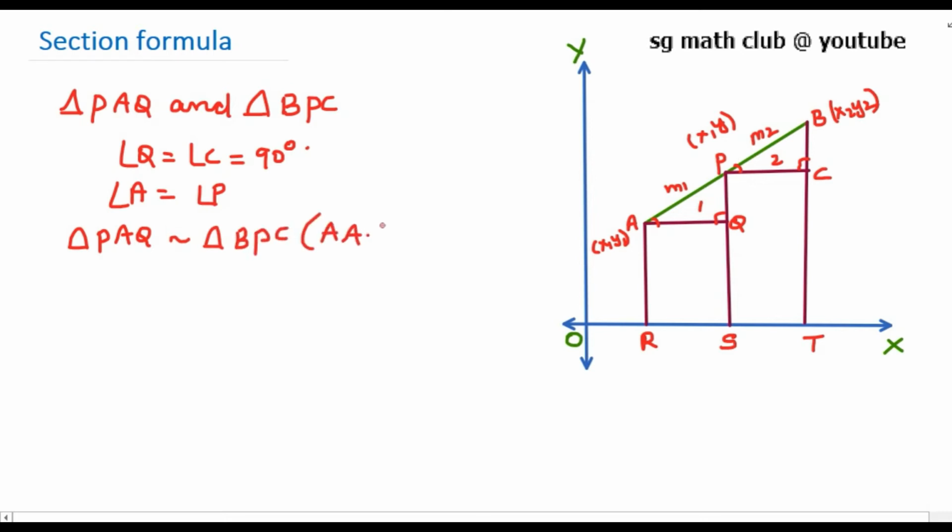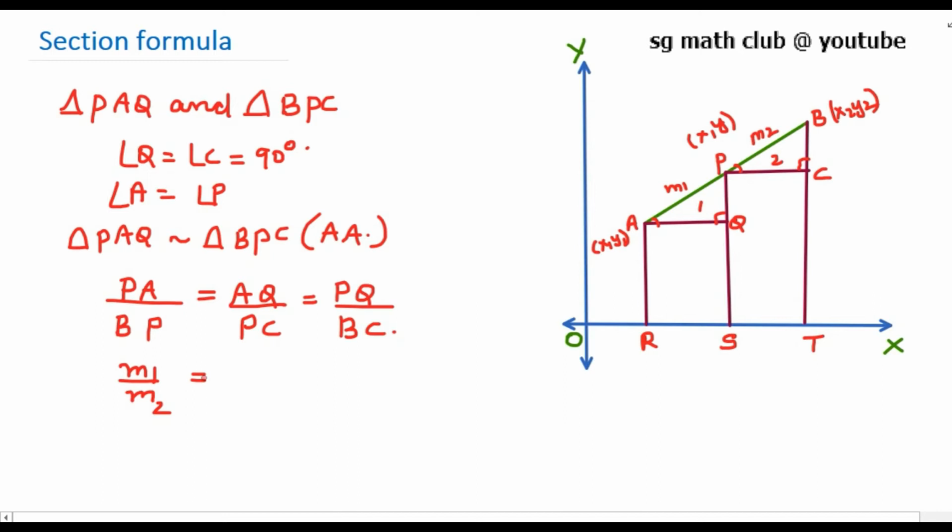So if two triangles are similar, then we can write the corresponding sides are proportional. So I can write PA divided by BP equal to AQ divided by PC equal to PQ divided by BC. So all the three corresponding sides I have written. Now we will find out the value. PA divided by PB is nothing but m1 by m2, because already they have given that it divides the line segment in the ratio m1 is to m2.